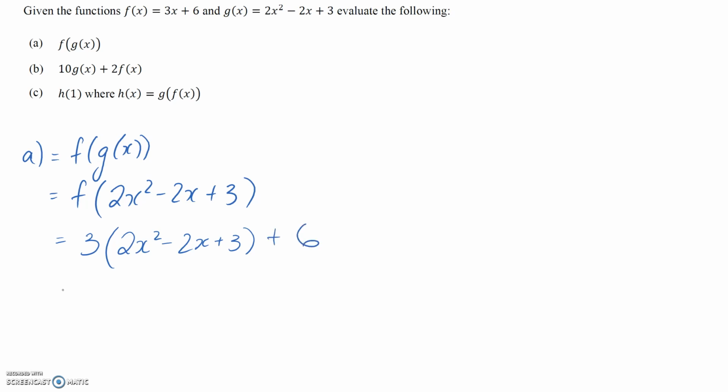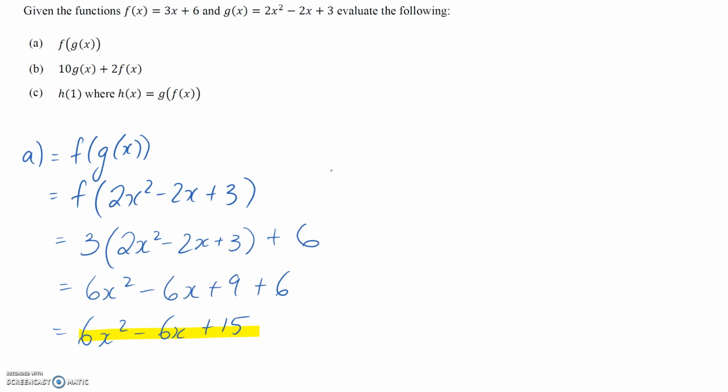If you wanted to, you could probably do a bit of cleaning up on it. So this would be 6x squared minus 6x plus 9 plus 6. And then we could put together the two constants here, which would be plus 15. So that there would be my answer to that question.